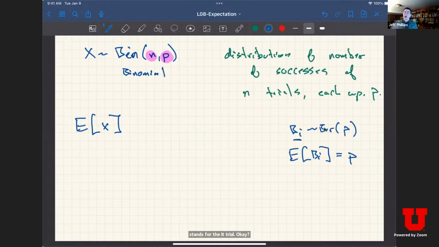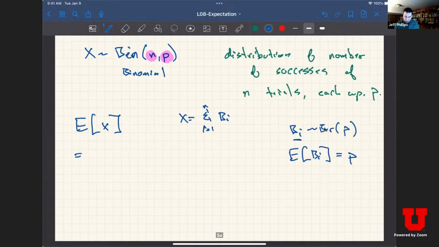And I get 1 if it's successful, and 0 if it's not. So let's say I ran just one trial, how many successes did I get? That's exactly the Bernoulli random variable. And so I have that X, the binomial random variable with n trials, is going to be the sum over i equals 1 to n of the n Bernoulli random variables, right?